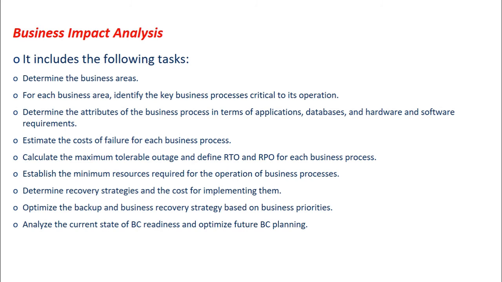Determine the business areas. For each business area, identify the key business processes or operations. Determine the attributes of the business process in terms of applications, databases, and hardware and software requirements. Estimate the cost of failures for each business process. Calculate the maximum tolerable outage and define the RTO and RPO for each business process.